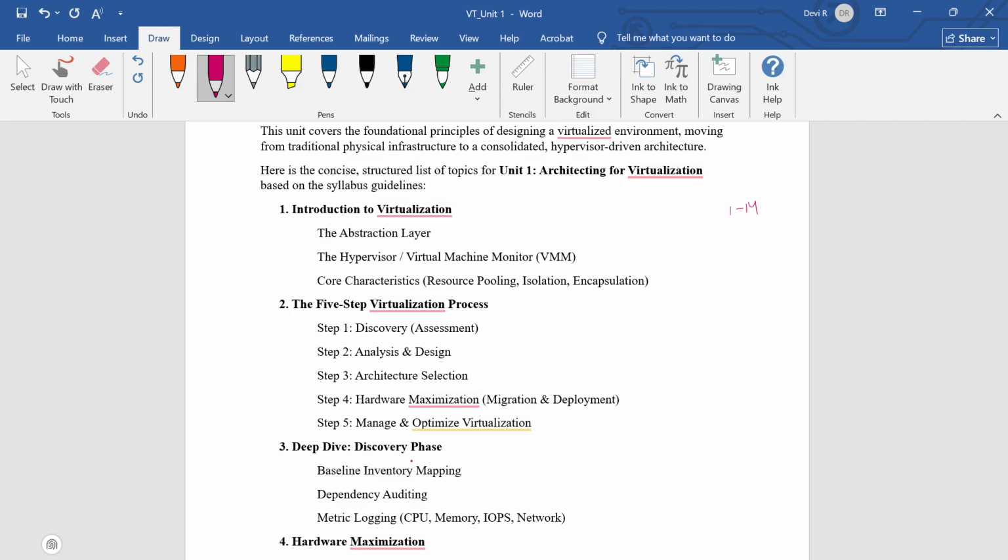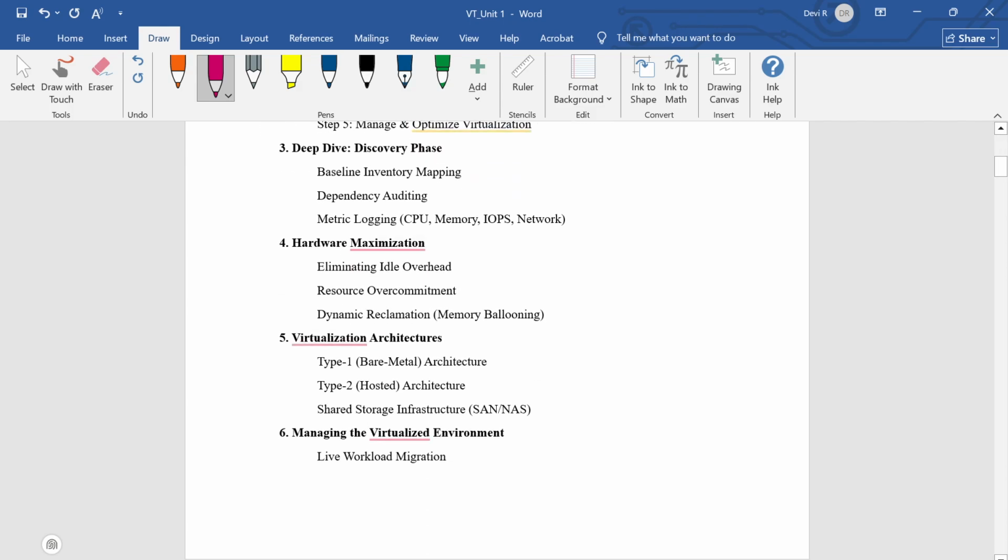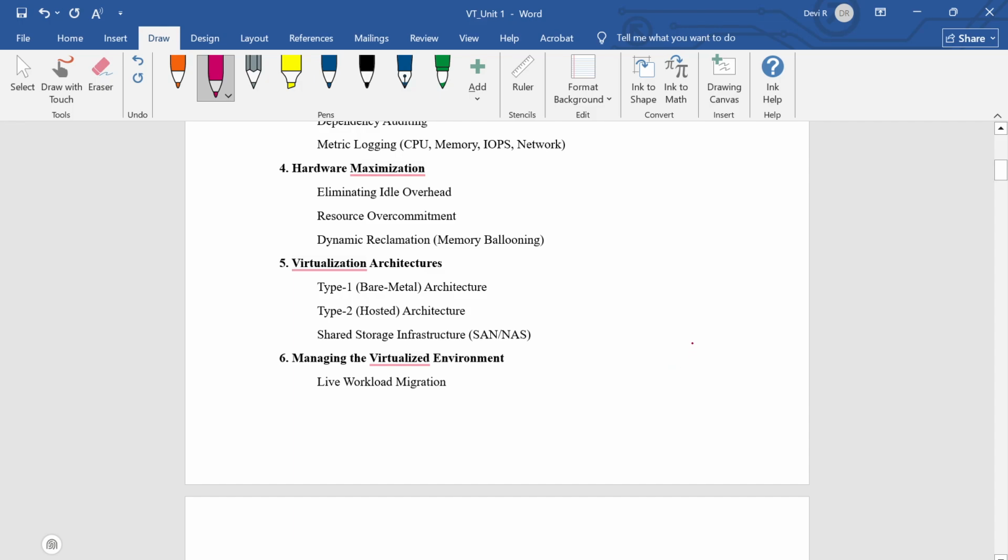And next is the deep dive into the discovery phase, which covers baseline inventory mapping and dependency auditing, and finally metric logging: CPU, memory, IOPS, and network. Next topic is hardware maximization, which is going to eliminate idle overhead, resource overcommitment, and dynamic reclamation, which is known as memory ballooning. And for virtual architectures, we are going to discuss two types: type 1 bare metal architecture and type 2 hosted architecture.